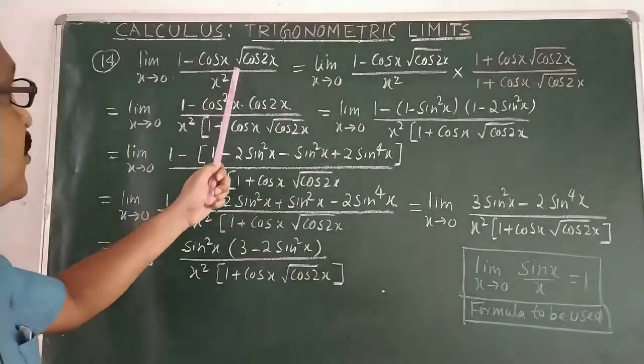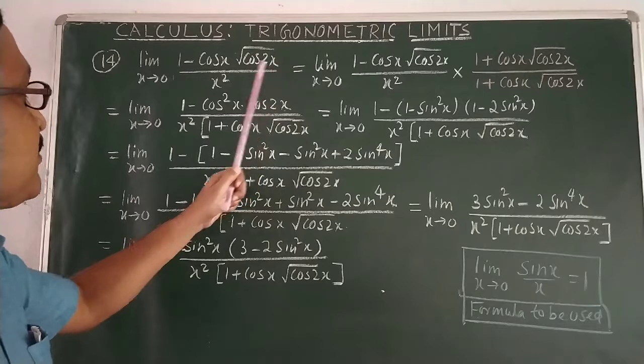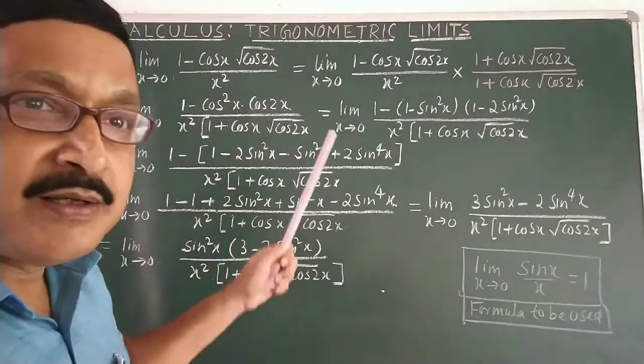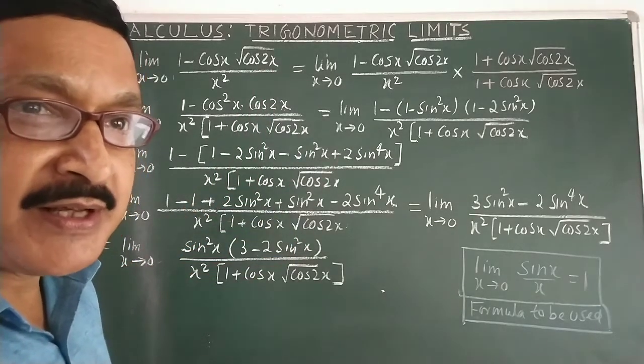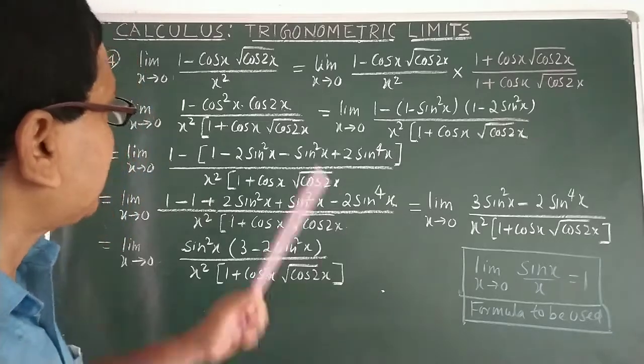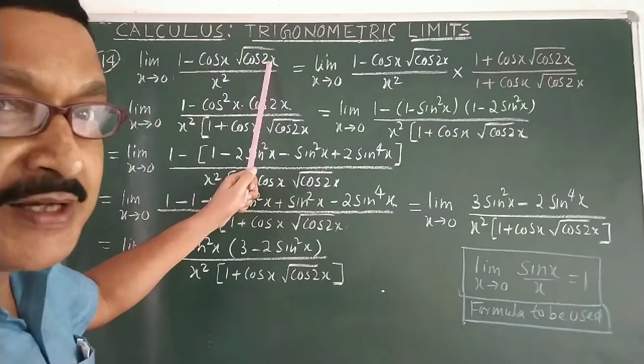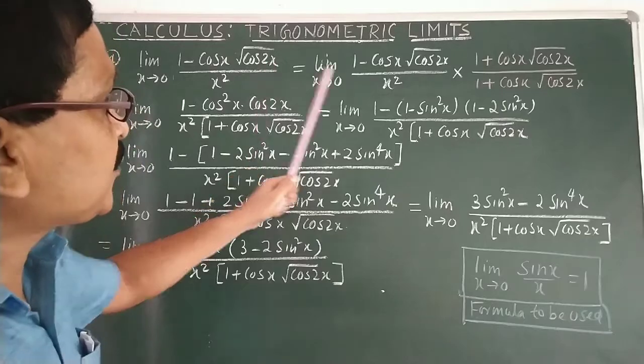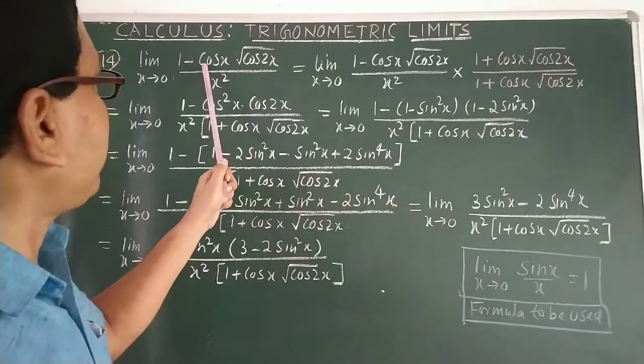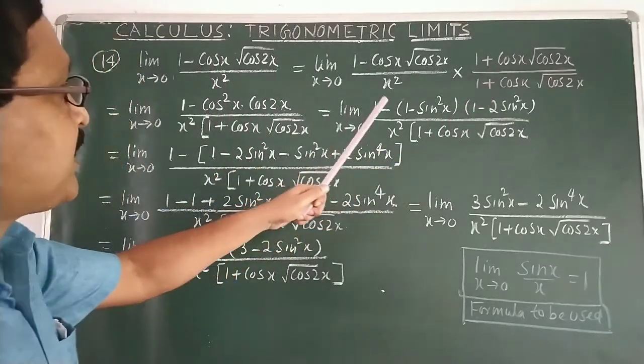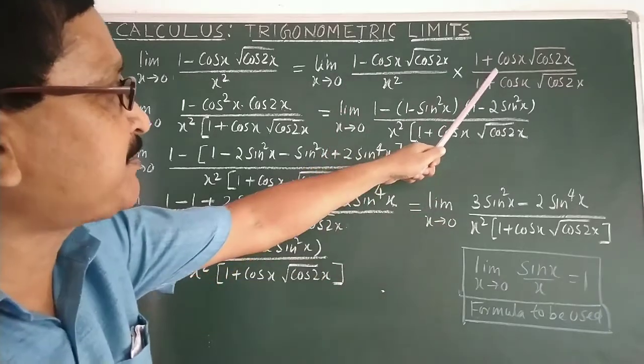Limit of (1 minus cos x root cos 2x) by x square. Earlier I suggested to you that irrational expressions must be rationalized. So wherever there is an irrational, rationalization is compulsory. So we rationalize this, 1 minus 1 plus. After rationalization, a square minus b square.